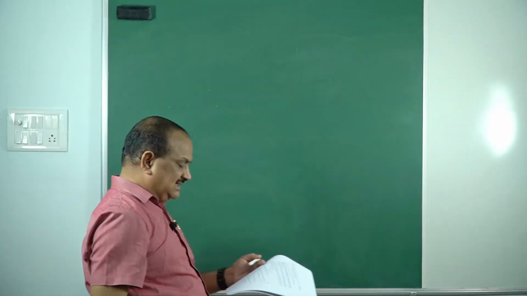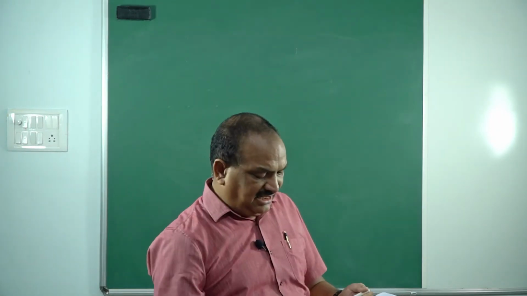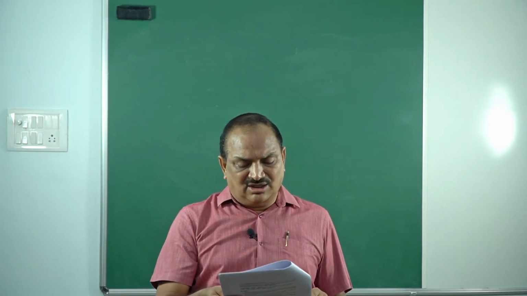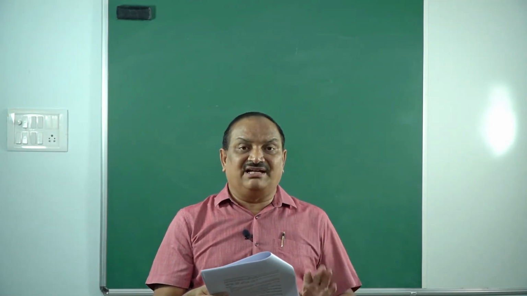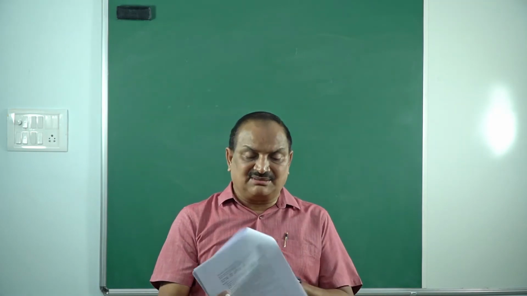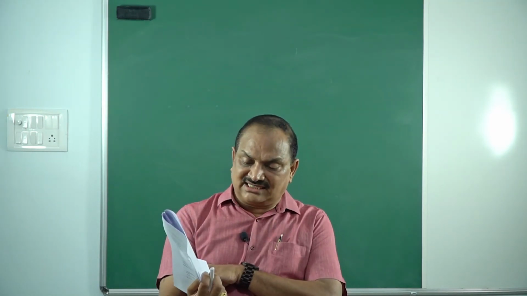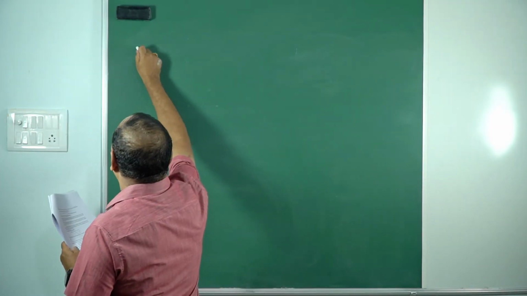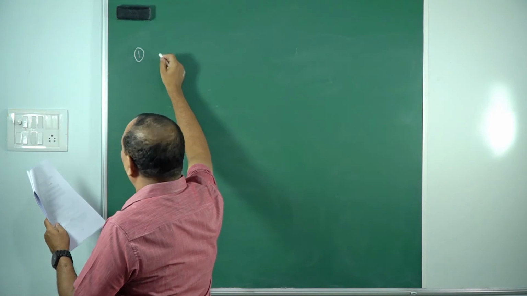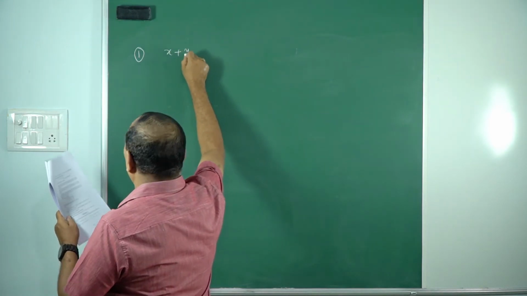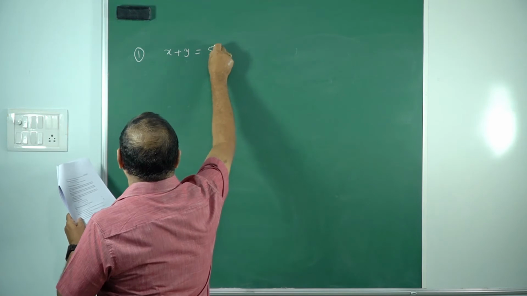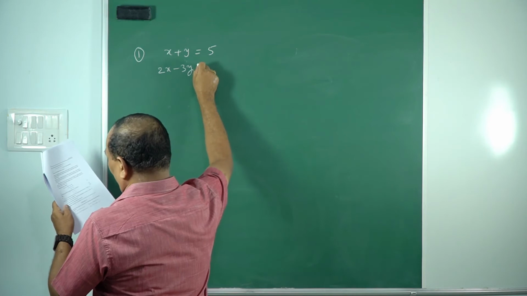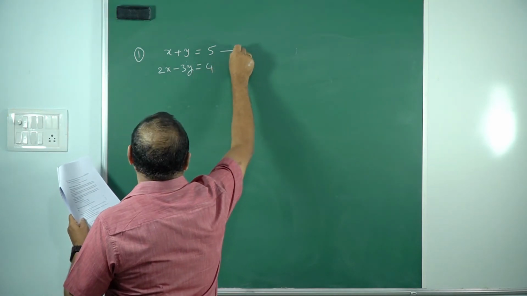This is exercise 3.4 and the method we are following is the elimination method, and the book is also asking you to verify with the other method, the substitution method, also. Anyway, fine, let us start working it out. 3.4. I first focus on my elimination method. x plus y is equal to 5 and 2x minus 3y equals 4. Two equations you are given.